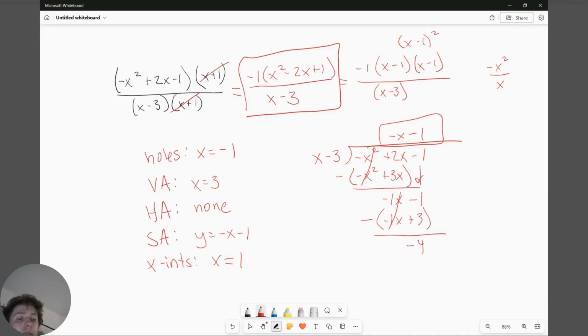That is the 1.10 video talking about slant asymptotes, giving us a little review about finding all of the different key features as well.